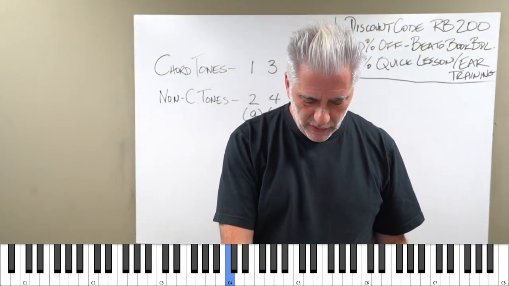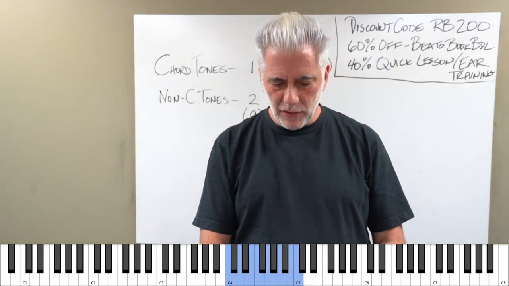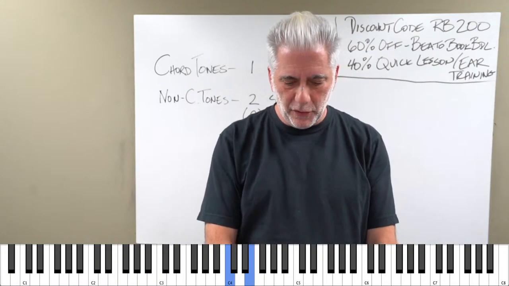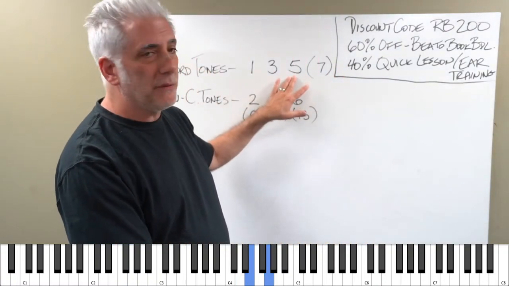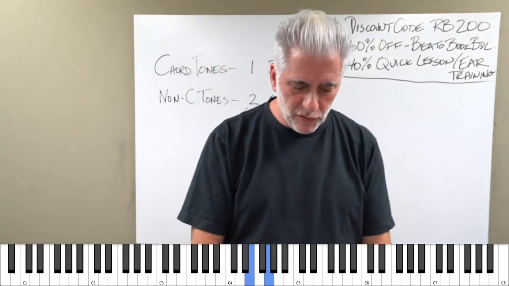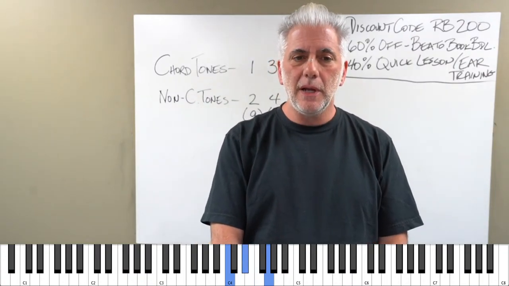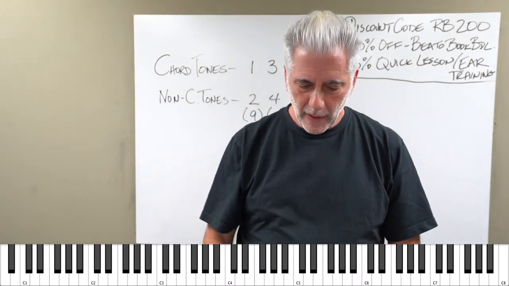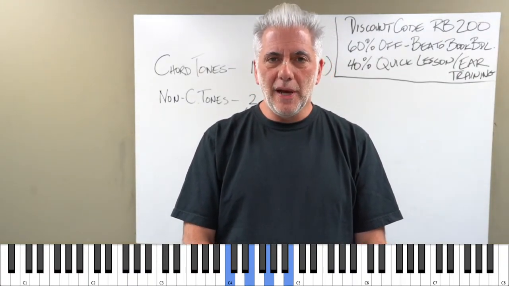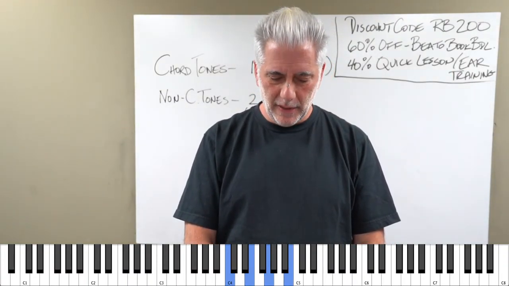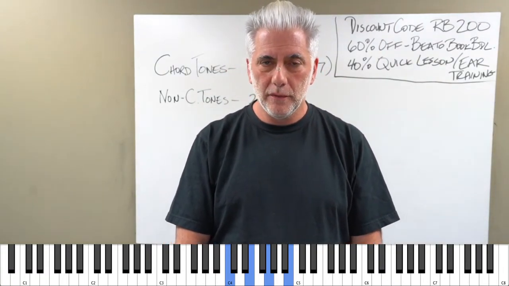If I take these notes, I start on C. Those are the notes of the C major scale, right? They're just all the white notes. If I take the first note, third note, and fifth note of the scale, it gives me a C major chord. That's when I say 1, 3, 5. Now, if I said 1, flat 3, 5, I would flat the middle note, and you'd get a C minor chord. If I take the 1, 3, 5, and I add a seventh on it, that would be called a C major seventh, okay?